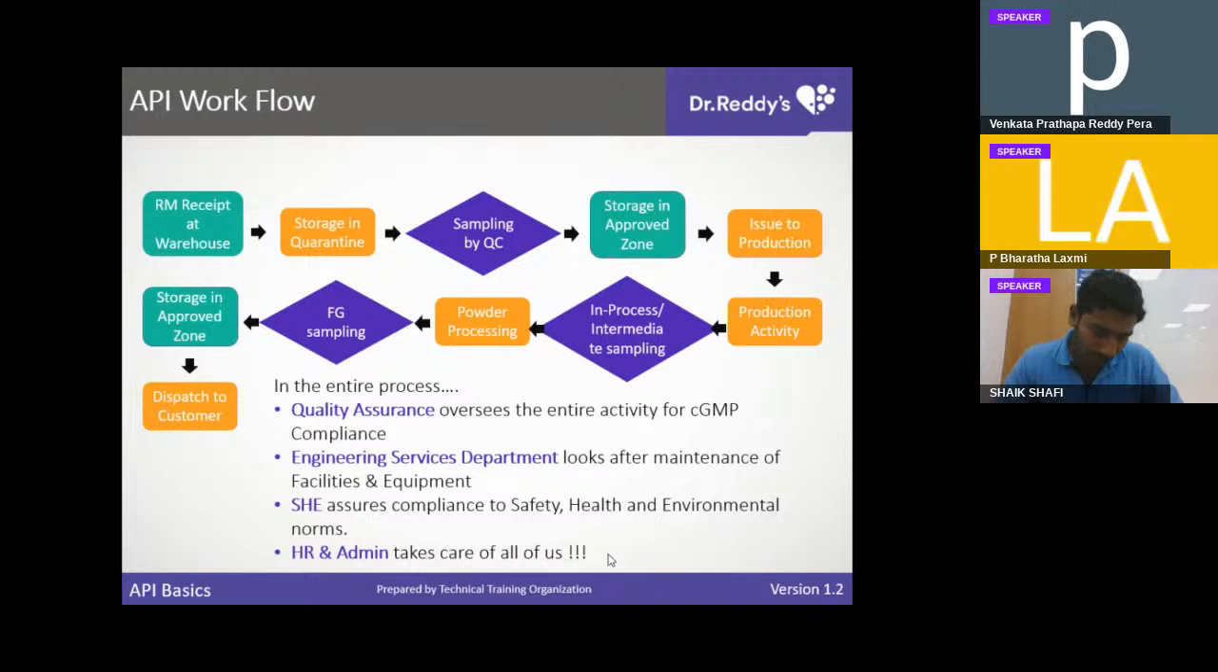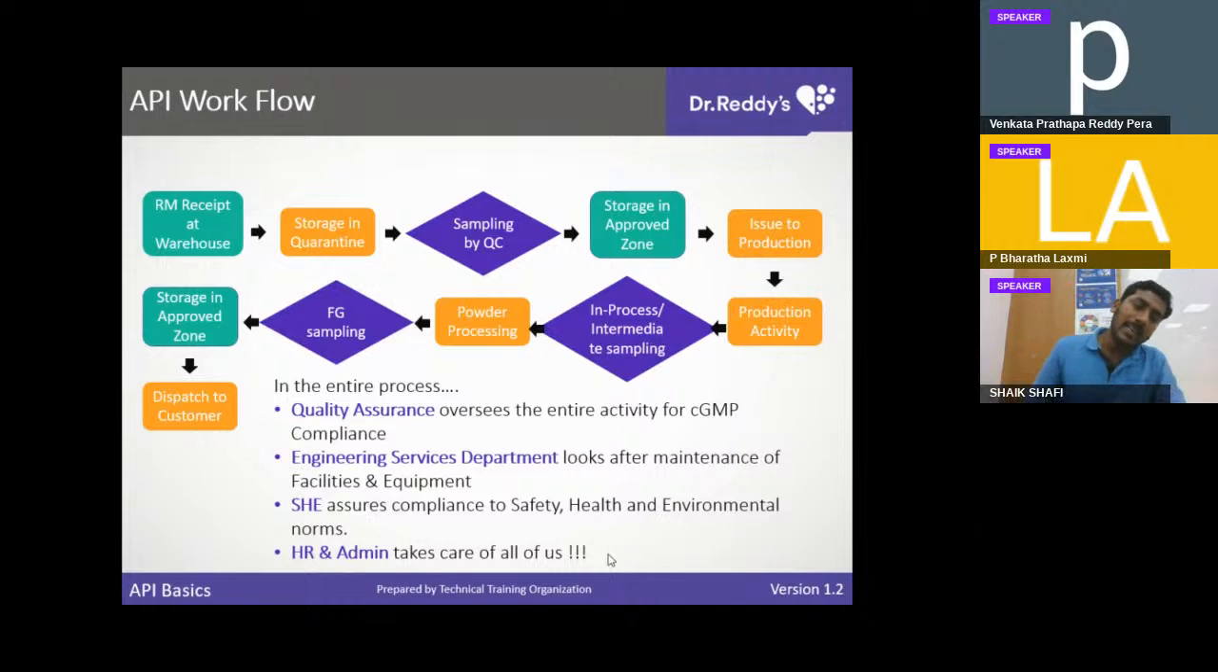This is to check whether our process is moving correctly or not. After completion of the reaction, we send a sample to QC to test whether the reaction is completed. Then we do further processing, powder processing, as I told. Then FG, finished goods. QC people come again and take a sample from the API we manufactured and do analysis. After completion of analysis, we store the material in the approved zone. Then we send it to the customer.